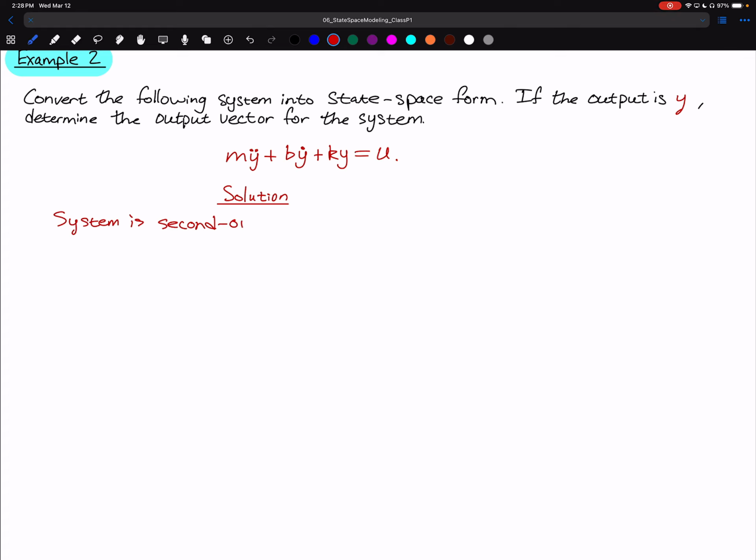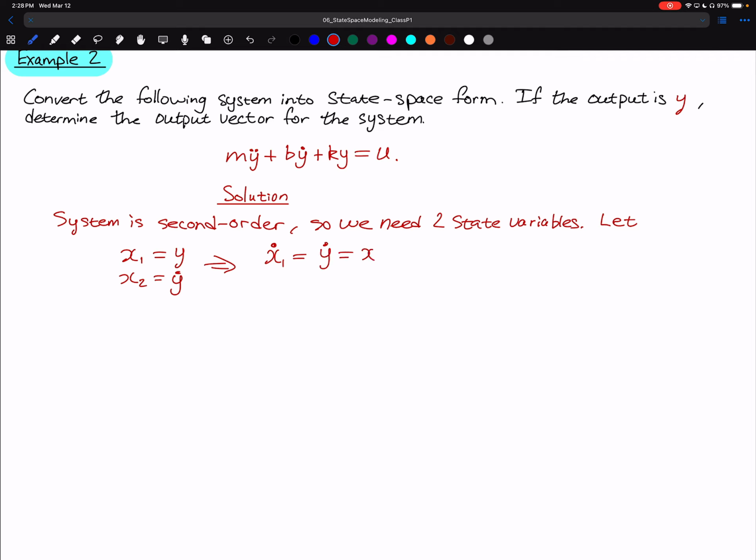And that means we're going to need two state variables. To that end, I'm going to say x1 is equal to y, x2 is equal to y dot. You can use y1, y2, it doesn't matter. We're going to take the derivative of those. We'll get x1 dot is equal to y dot, which is equal to x2.